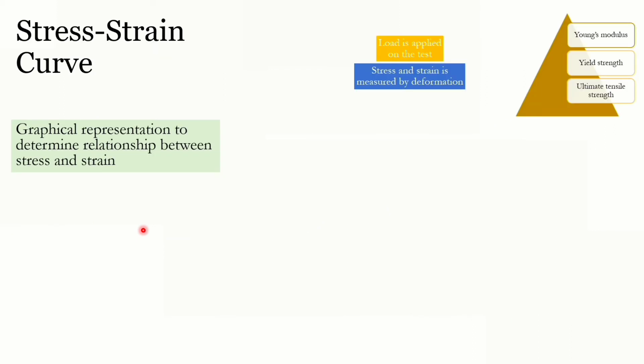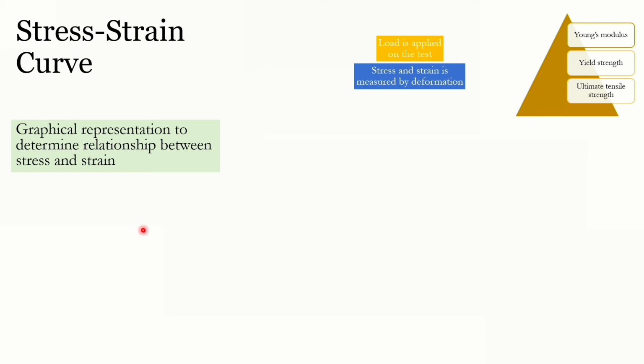Next, we'll see the stress strain curve. So stress strain curve is a graphical representation to see the relationship between stress and strain. So how do you determine it? It is determined by applying load on the test material, and then the deformation is used to determine the stress and strain produced in that particular case.